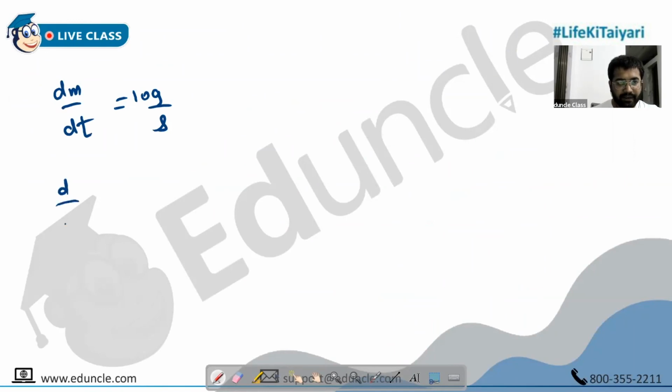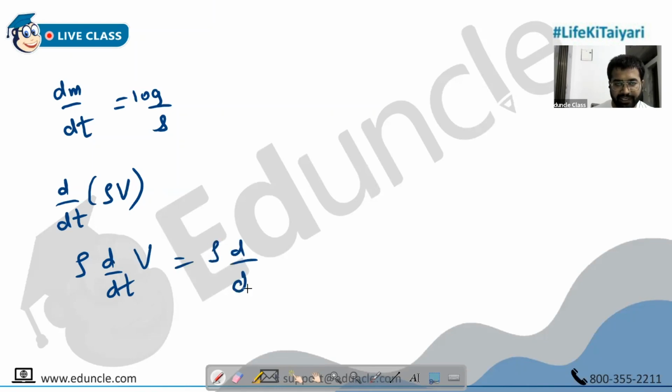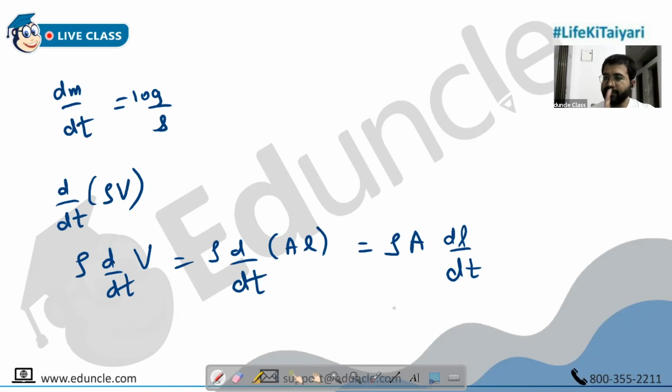I can write this as d by dt of mass, which is density into volume. Density will be constant. It's an ideal fluid. Ideal means incompressible also. I hope you remember that. Incompressible means density is constant. So this is rho times d by dt of volume. Volume is area into length. So this is rho, area for that particular cross section, if you take it constant, times dl by dt, the rate of change of length with respect to time.